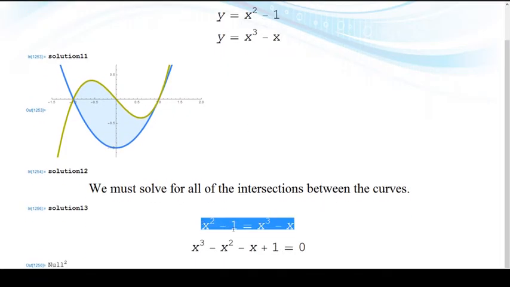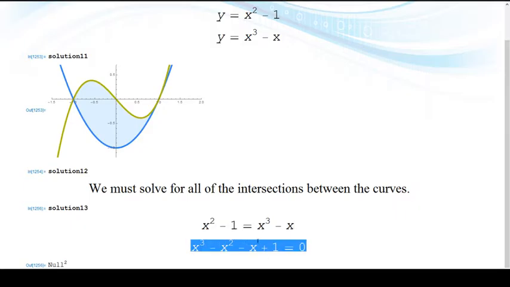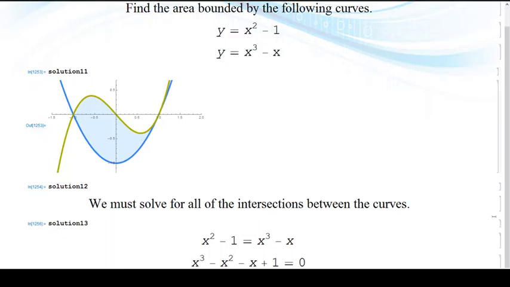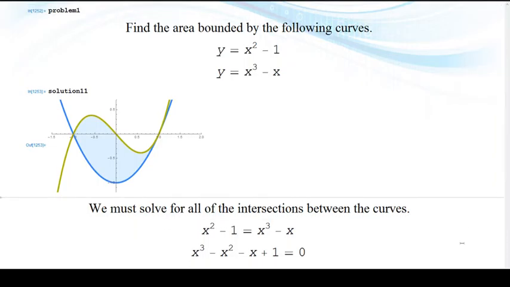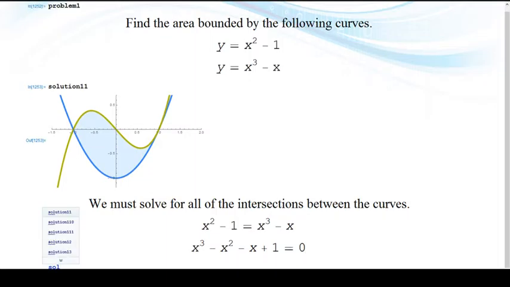So first we set the two curves equal to each other: x squared minus 1 and x cubed minus x. We subtract one from the other to get this equation here: x cubed minus x squared minus x plus 1 equals 0. So here we have to figure out the roots of this polynomial.